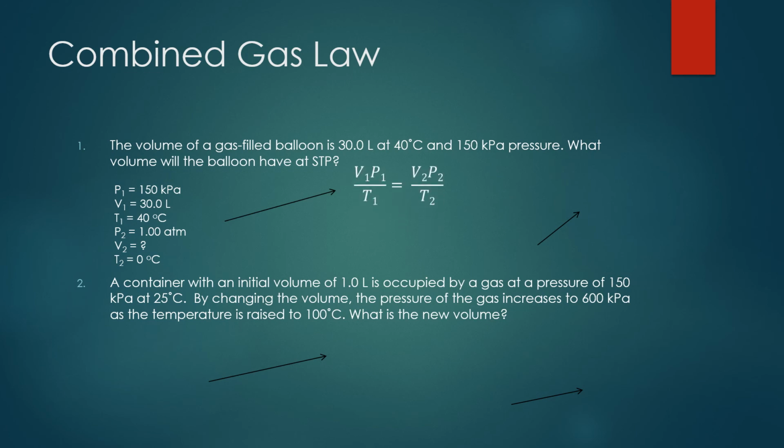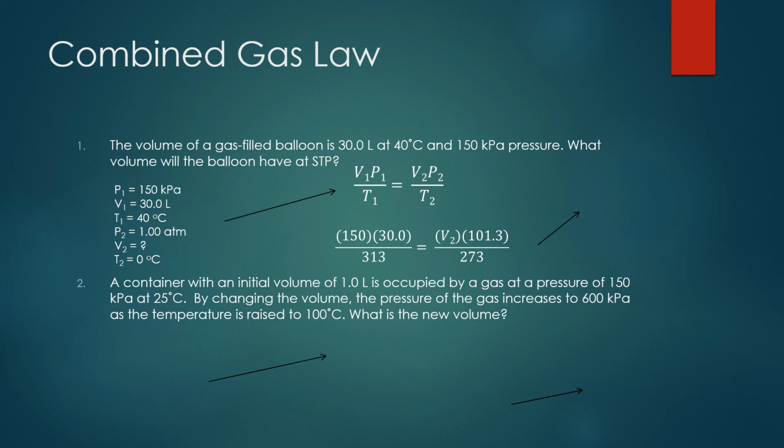So I know I'm going to use the combined gas law, which is as follows. From there, I'm going to take all my variables and plug them into their appropriate places. Again, I went ahead and left my pressure at kilopascals. It was easier to convert 1 atm to kilopascals than it was to convert kilopascals to atms. I also had to convert my temperature into Kelvin. So I have 150 times 30 divided by 313 equals V2 times 101.3 over 273.